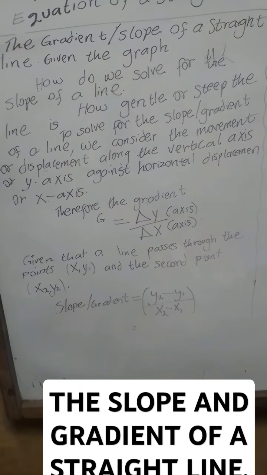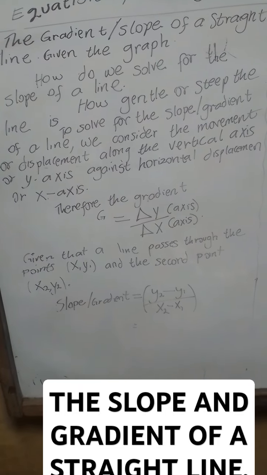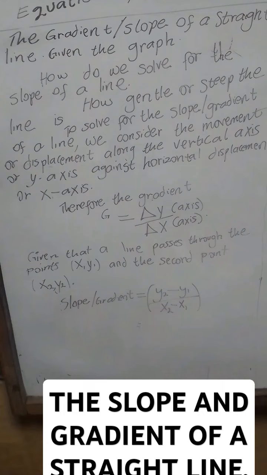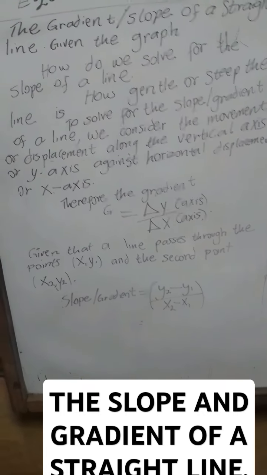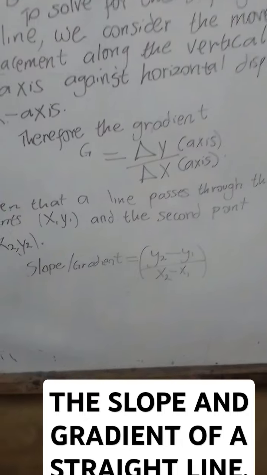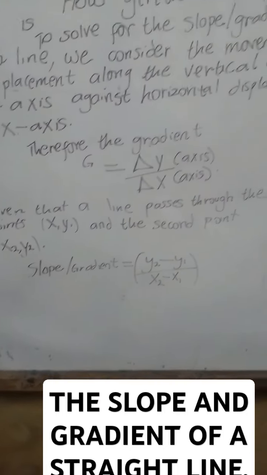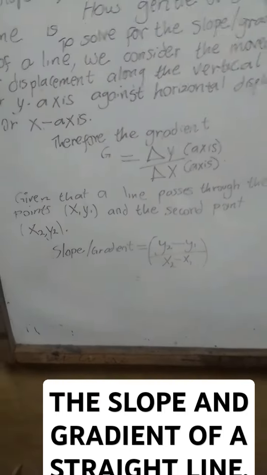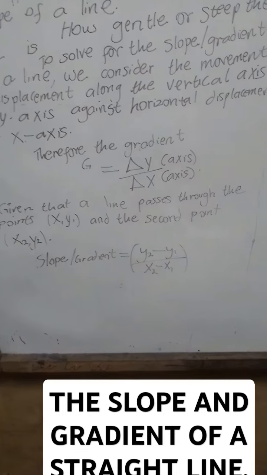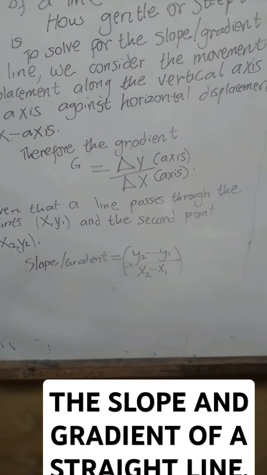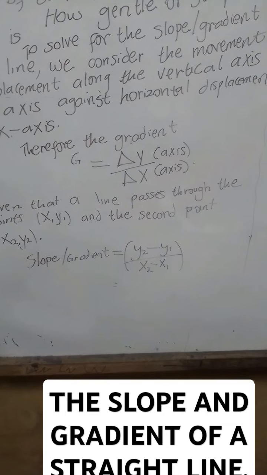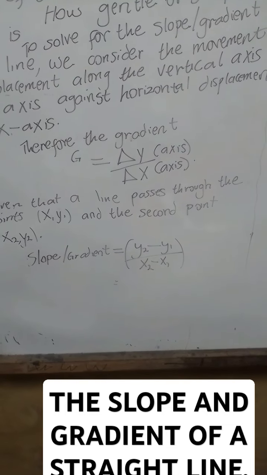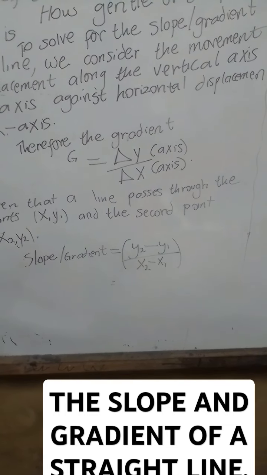Given that a line passes through the points (x1, y1) and the second point (x2, y2), how do we solve for the gradient? As you can see, the slope of the line, or the gradient of the line, equals y2 minus y1 all over x2 minus x1.